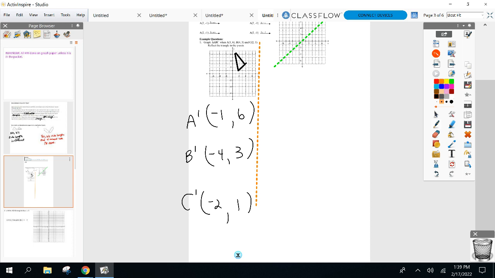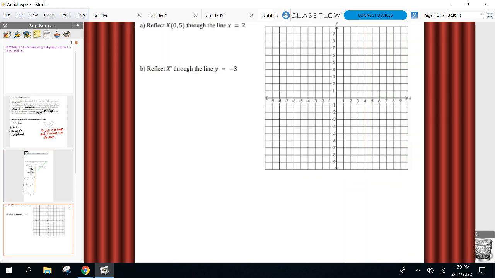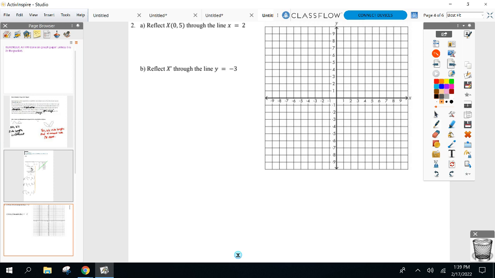Yes. Any issues? All right, let's keep grinding. 0, 5. 0, 5 is point X. Oh boy, do we know where that point is? On the graph, 0, 5.